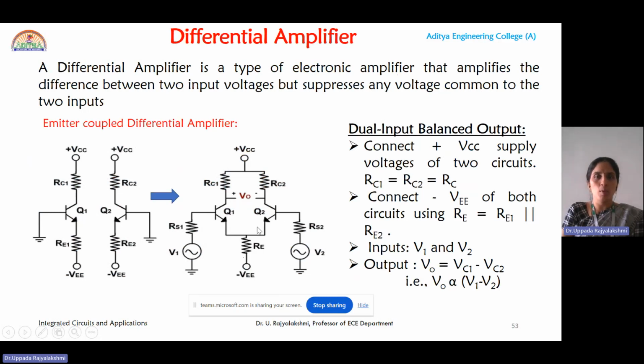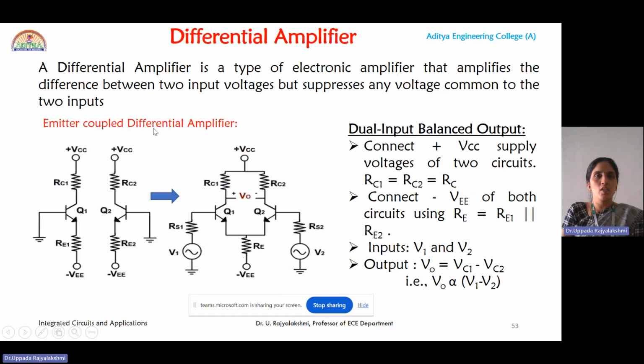Here V0 is equal to Vc1 minus Vc2, because Vc1 is given the higher potential over Vc2. So that's why V0 is equal to Vc1 minus Vc2. Or else we can say that V0 is proportional to the difference of the two inputs. This type of coupling of two emitter terminals via resistor RE, which is a parallel combination of RE1 and RE2, is called an emitter coupled differential amplifier.